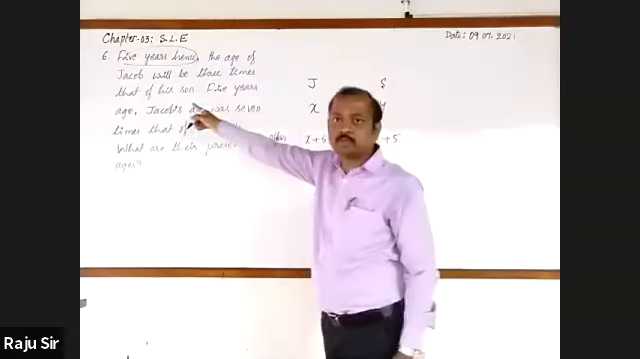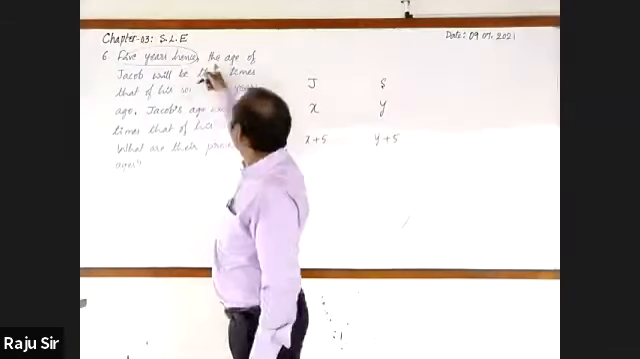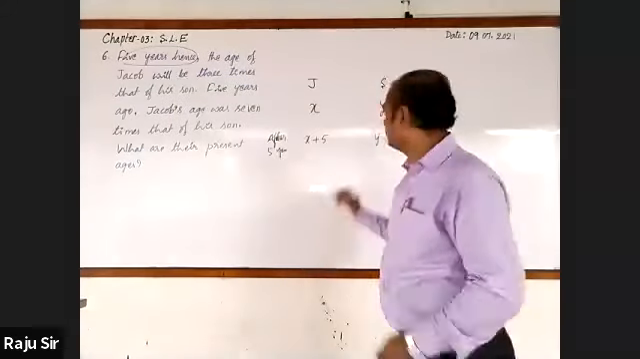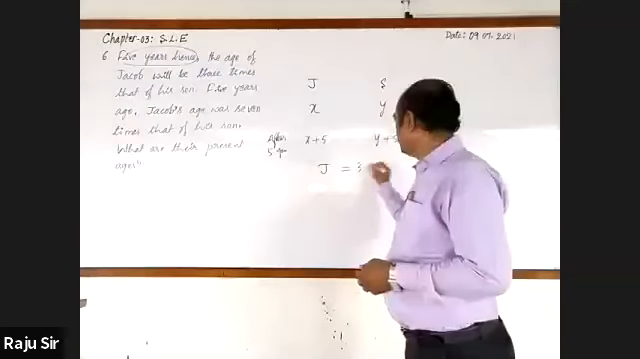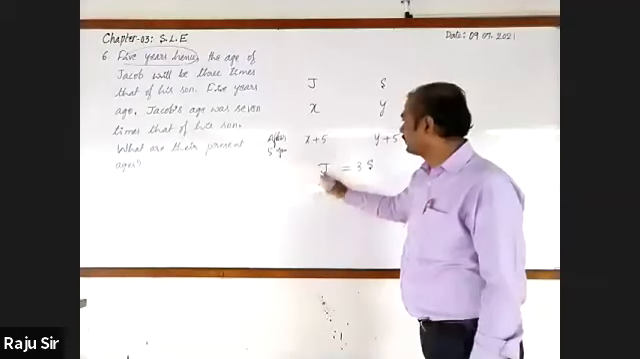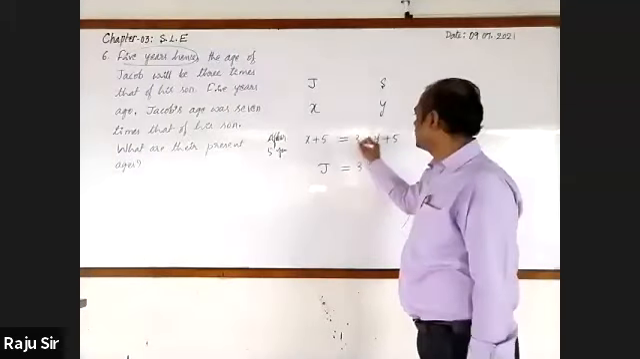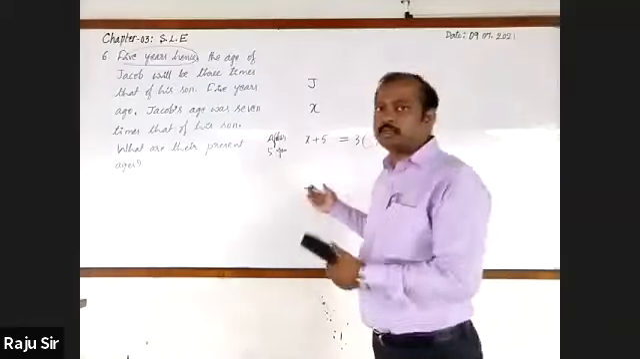Now, you just go through that. 5 years hence, the age of Jacob will be 3 times that of his son. See, age of Jacob will be 3 times of his son. It can be written like this. Age of Jacob after 5 years is X plus 5. It is equal to 3 times that of his son, 3 of Y plus 5. Hope that you have understood. Then using this, you can frame the equation. So first equation is over.